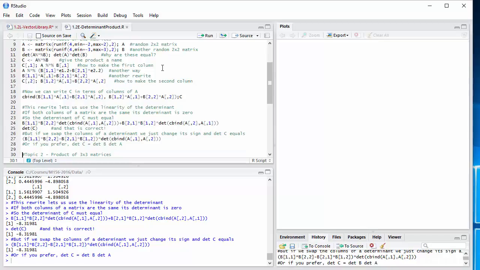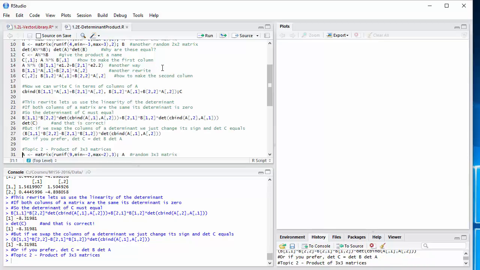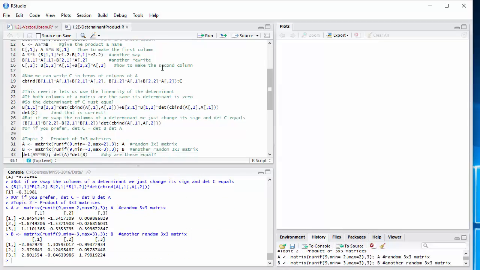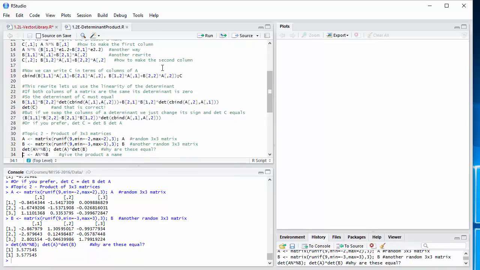Once you understand that, you'll see exactly how to do the same thing with 3 by 3 matrices, and in fact you'll probably agree with me that this proof will work for matrices of any size, that we'd have to invent an appropriate notation. So let's do the same thing in the 3 by 3 case. I make a random 3 by 3 matrix. Now I'm generating 9 random numbers from a uniform distribution, a random matrix B, and again here the determinant of the product is equal to the product of the determinants. I'll give it the name C again. In fact, I'll level with you.